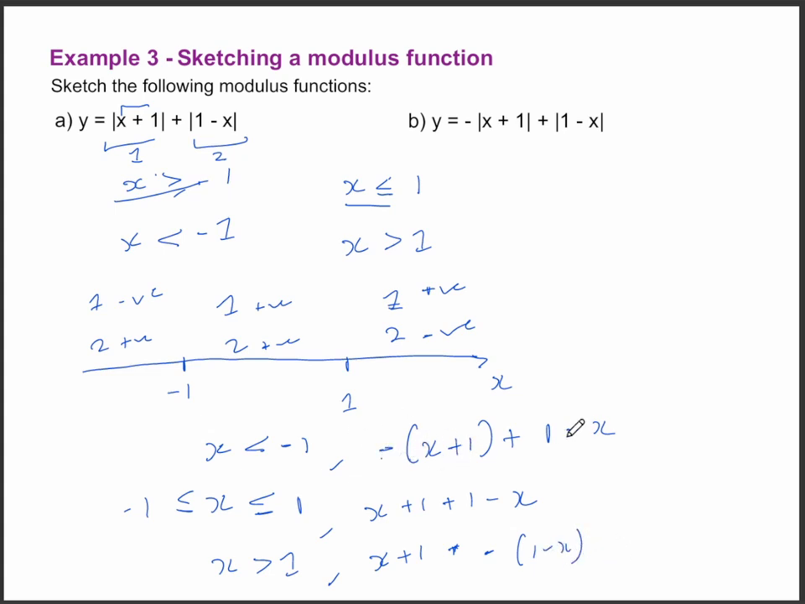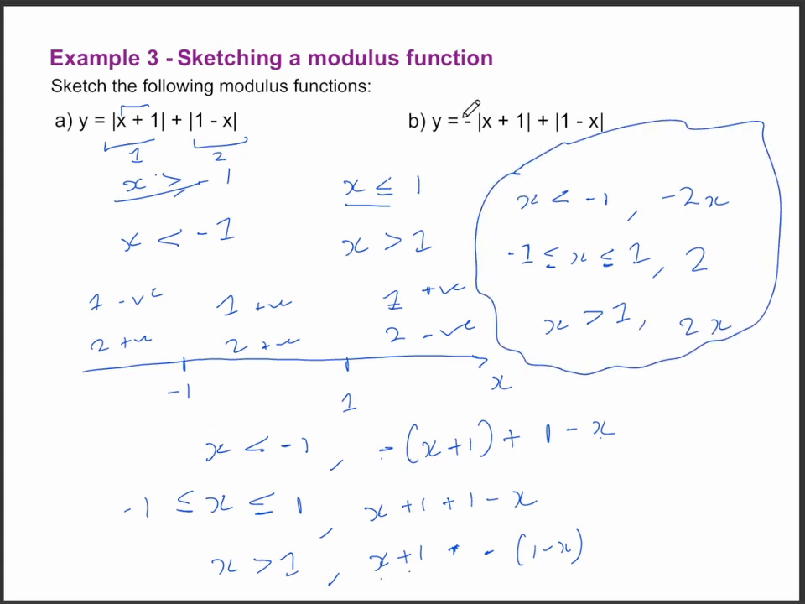Rewriting all of this, we get negative x minus x, which is negative 2x, and negative 1 plus 1, which is 0. So when x is less than -1, we just get negative 2x. When x is between -1 and 1 inclusive, we can see that the x and the negative x cancel out. We just get 1 plus 1, which is just 2. And when x is greater than 1, we get x plus x, which is 2x. Then here we get 1 minus 1, which is 0. So here we just get it as 2x. And that is going to be the way our graph is going to be.